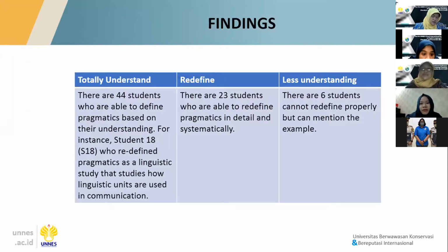And the next, there are 23 students who are able to redefine pragmatics in detail and systematically in a proper order, but they find a bit of difficulty giving the proper example. And the next is less understanding. The category is less understanding. So there are only 6 students who cannot redefine it properly, but they can mention the example.